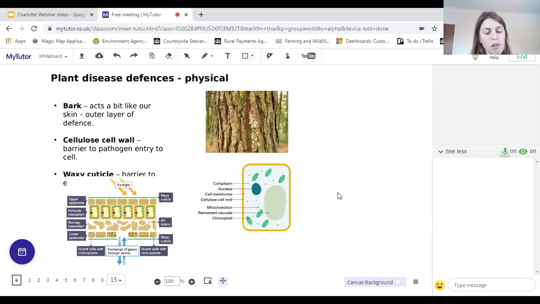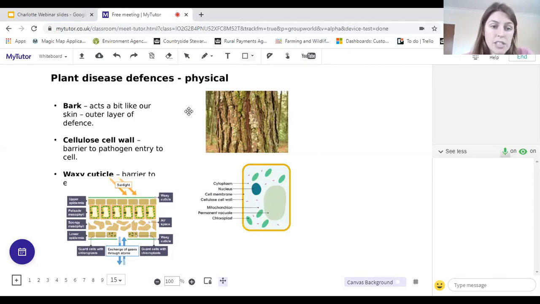So we're going to run through the physical, chemical, and mechanical ways that they do that. You need to know about these. These will be the basis for fairly simple questions in the exam, perhaps some longer ones explaining how plants defend against disease. So to start with, bark on the outside of plants acts a bit like our skin. It's an outer layer of defense.